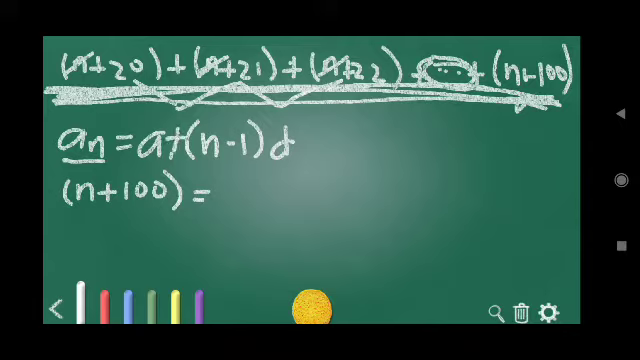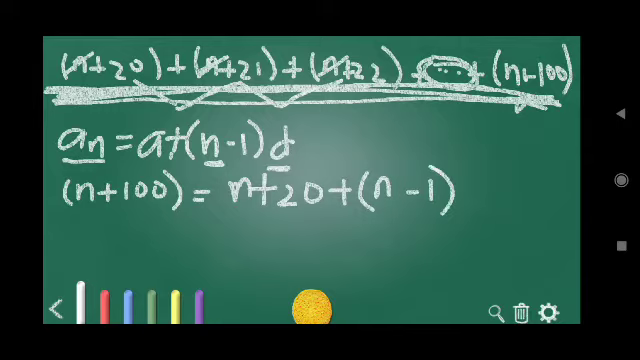So this is plus here. That's n plus 20 plus quantity n minus 1. N is the number of terms. That means, again, how many terms are added from n plus 20 up to n plus 100. We don't know that. Copy it. D is the common difference, which we knew earlier to be 1, so you don't need to write 1.